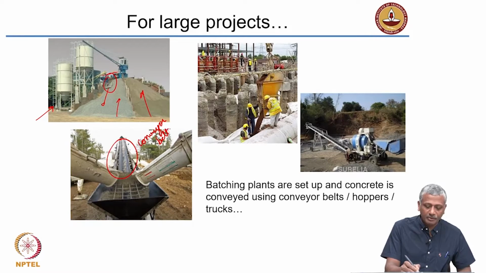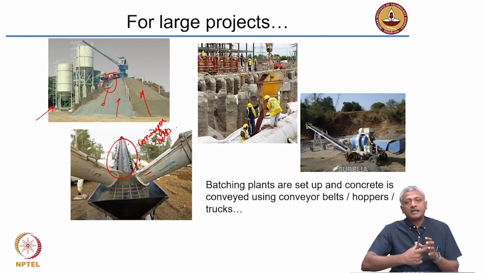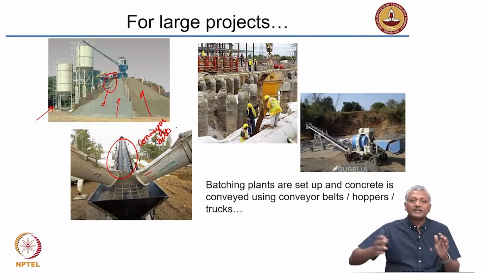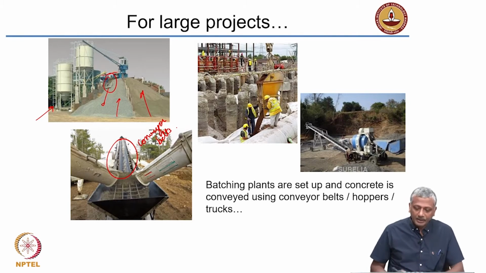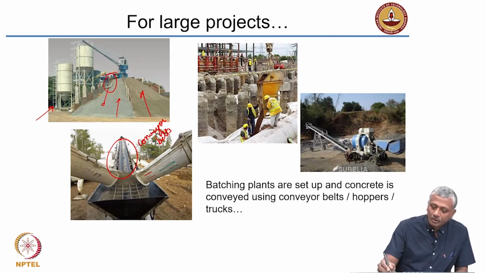For example, if you have your construction site where the concrete needs to be delivered over long distances, but they are not so far that you need to send the truck away, you can usually use this conveyor belt. And then you have these, which are called buckets or hoppers.